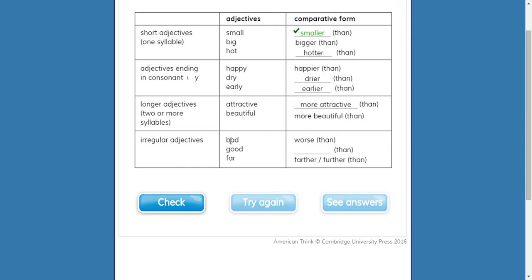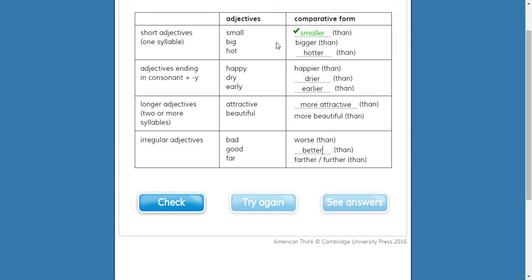In the irregular adjective, in this case, we have three examples: bad, good, and far. Why irregular? Because they don't follow the rules. You don't write more, or change y into i, or add er. They transform completely. For example, if I say bad, the comparative form is worse. If I say far, it could be farther or further, with letter A or with letter U. There is no problem. In the case of good, you say better.